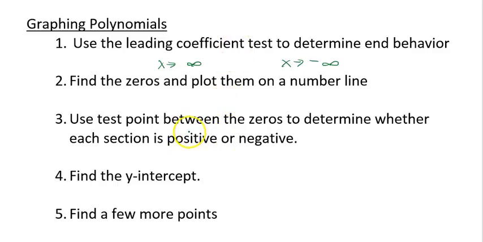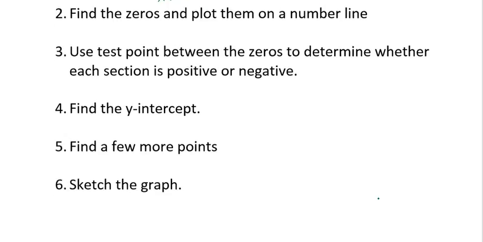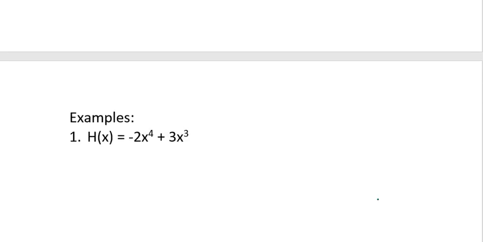Then what we're going to do is a little different. We're going to use test points between the zeros to determine whether the section is positive or negative. I'll show you when we get to a real problem what I'm talking about, but we're just going to determine if the graph is above the x-axis or below the x-axis between zeros. We are going to find the y-intercept, and then we're going to find a few more points to make our graph a little more specific than general, because in the last lesson we went very general. And then finally we will sketch our graph. We're going to do about 3 examples of this.